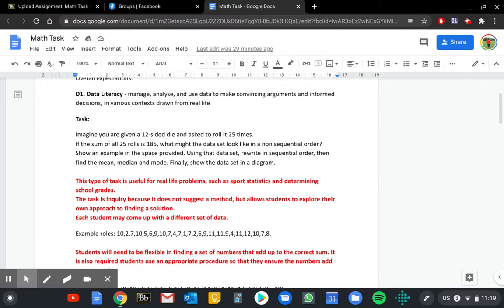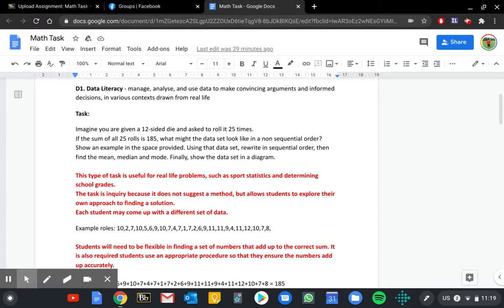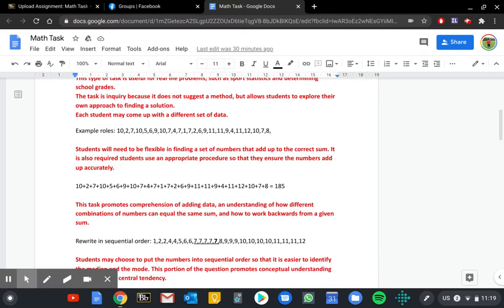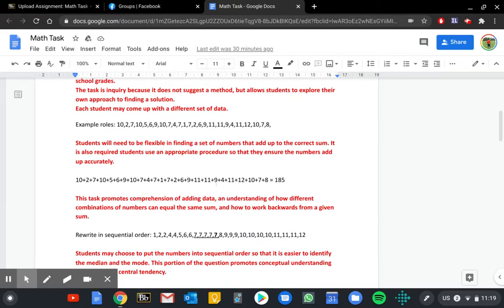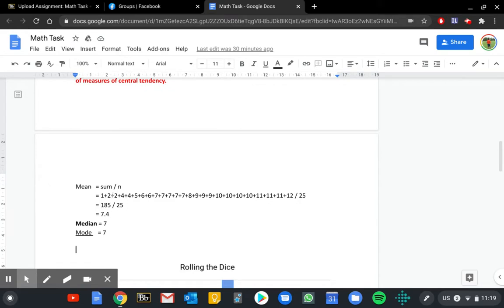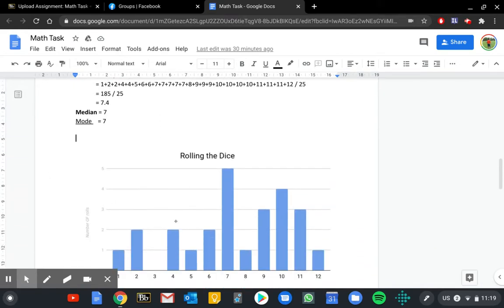Using the dataset, rewrite in sequential order, then find the mean, median, and mode. Finally show the dataset in a diagram. So here they'll write out their numbers in a non-sequential order, then they'll write it out in a sequential order, and that right here. And then they'll find the mean, median, and mode, and then they'll depict it in a diagram.